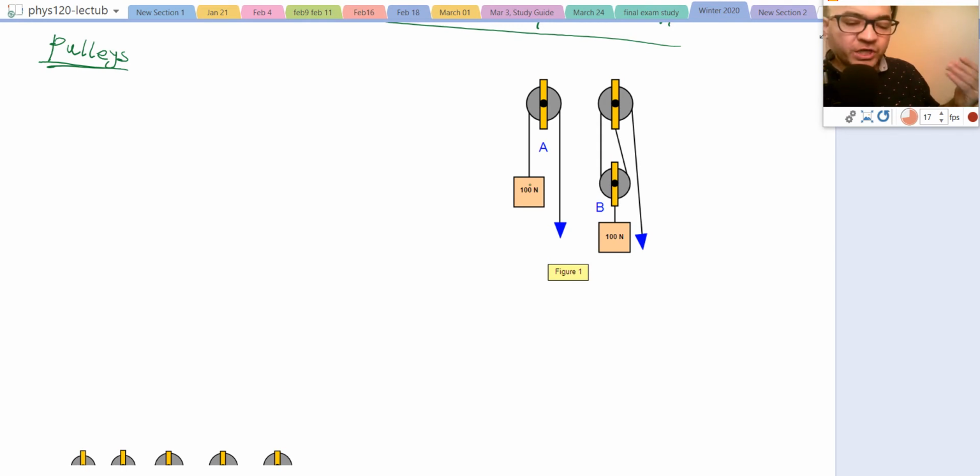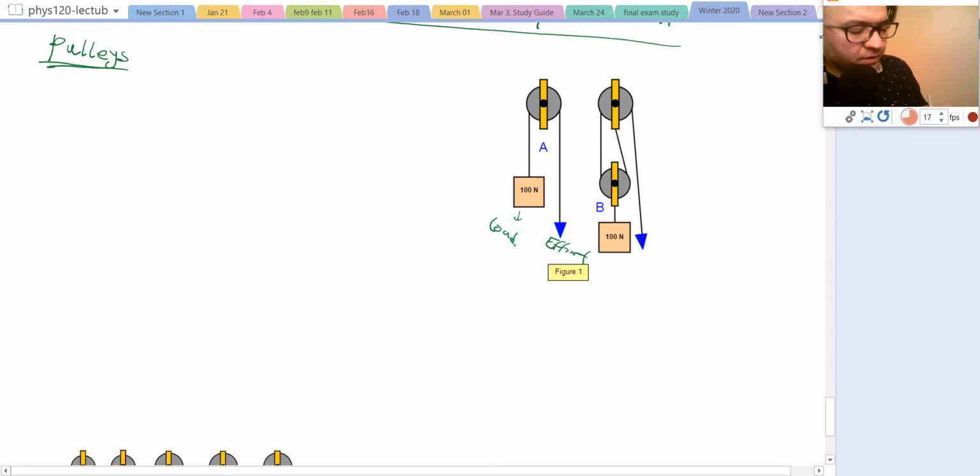By changing the direction of force, like number 1, A, or it may actually make our job easier, like B, I'm going to talk about how much they make our job easier. In this case, for the mechanical advantage, what is our effort? The effort is here, and the load is down here.